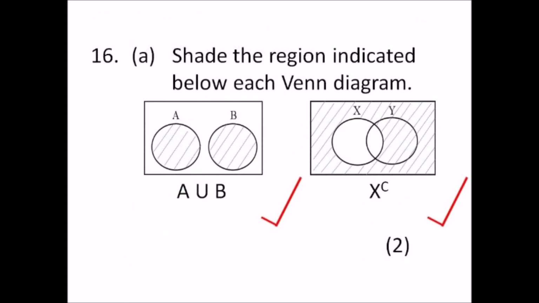And number 16, shade the region A below. And the first one is A union B. So it's everything in A and B. So you shade A, circle the A diagram, and you shade the B in that Venn diagram.